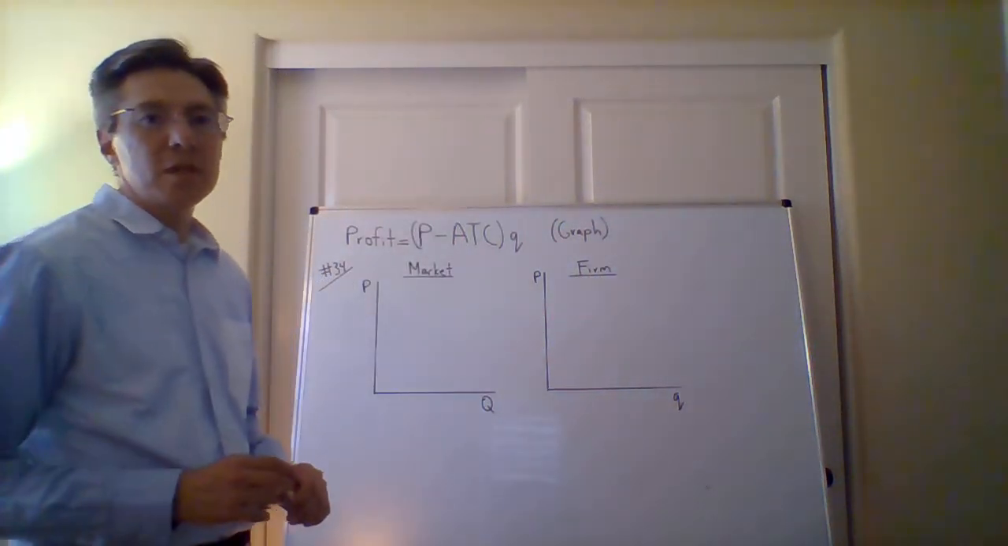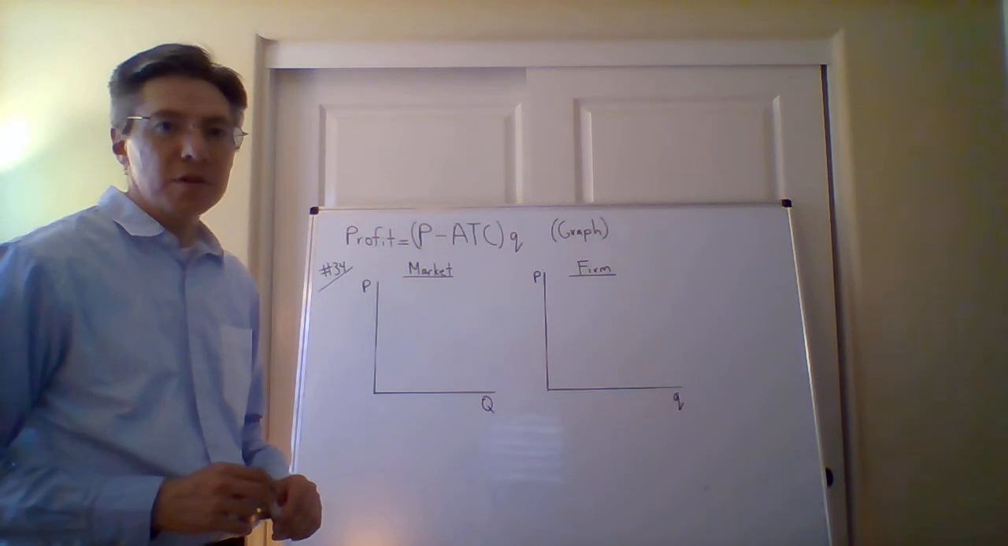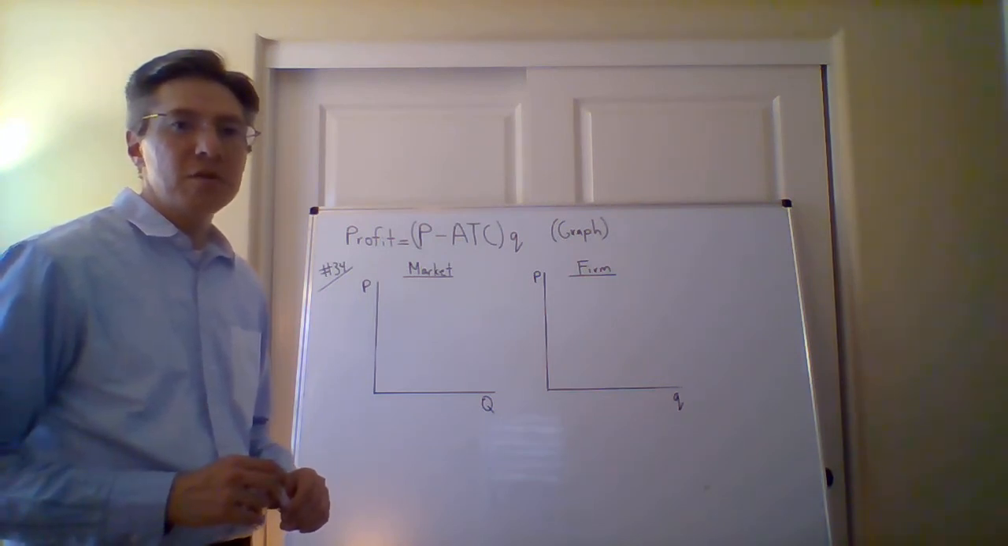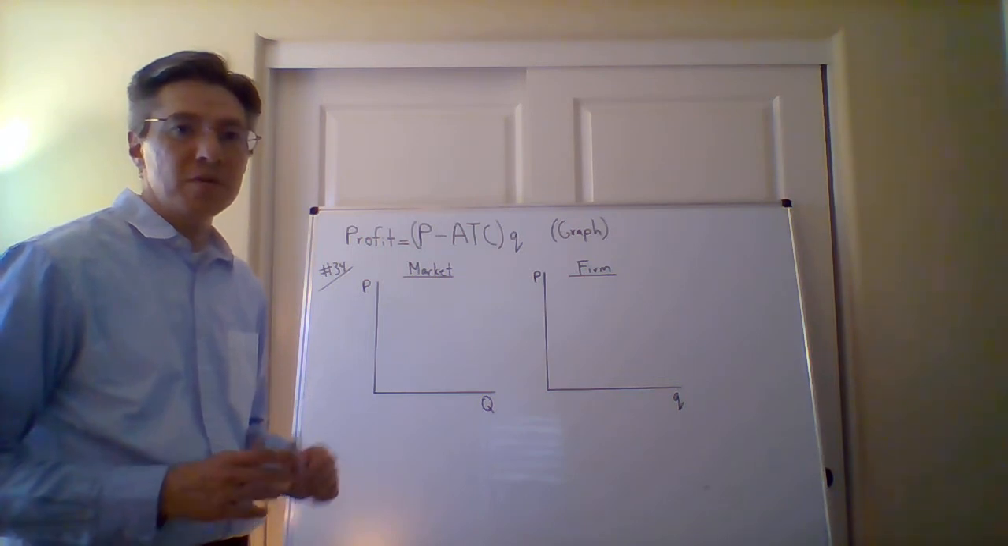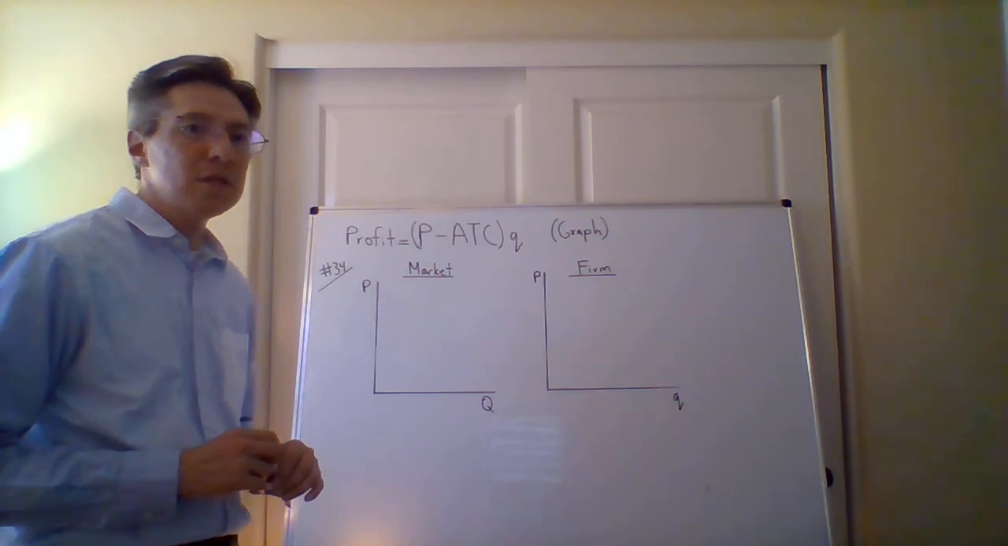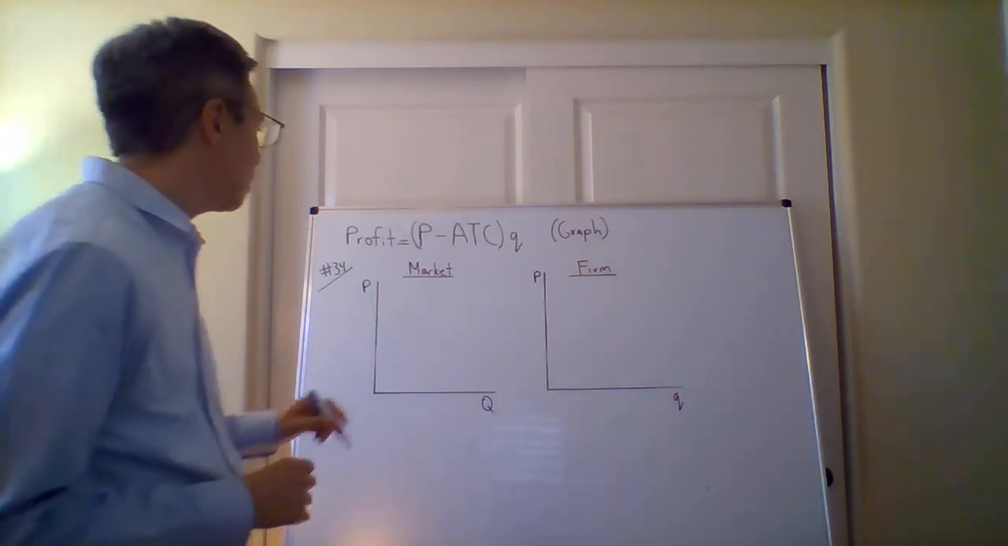What we want to do now is to do practice problem number 34. Before we can actually start this, what we have to do is to draw the graphs of both, one for the market and one for the firm. So what does the graph of the market look like?